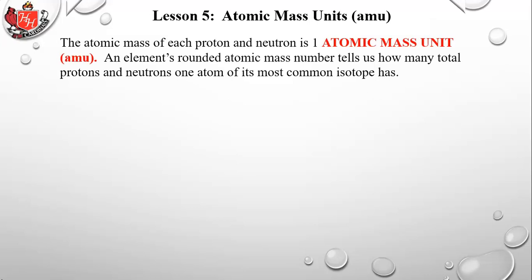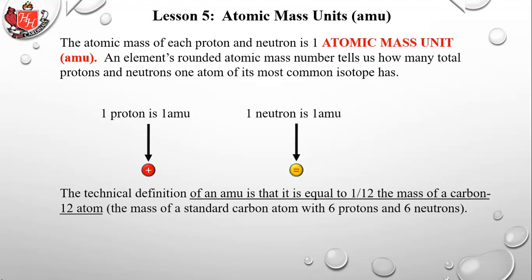The atomic mass of each proton and neutron is one atomic mass unit. We talked about that earlier. An element's rounded atomic mass number tells you how many total protons and neutrons one atom of its most common isotope has. So one proton is 1 AMU, one neutron is 1 AMU. The technical definition of an AMU, atomic mass unit, is that it is equal to 1/12 the mass of a carbon-12 atom. That's the mass of a standard carbon atom with 6 protons and 6 neutrons. Now, why did they decide to define it that way?